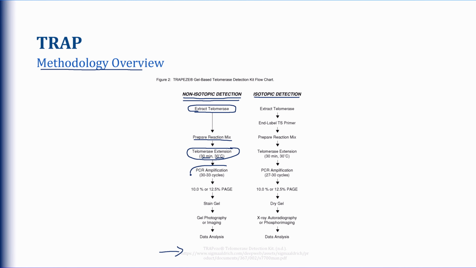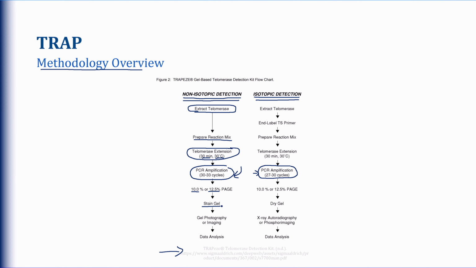You then perform PCR amplification. This is 30 to 33 cycles. You can see PCR amplification for isotopic detection is a little bit less, since isotopic detection is easier or more apparent than non-isotopic detection. You then use polyacrylamide gel electrophoresis, with roughly 10% or 12.5% polyacrylamide gel. This is the same for non-isotopic and isotopic detection. This is so that you can offer the appropriate resolution to showcase the TRAP products.